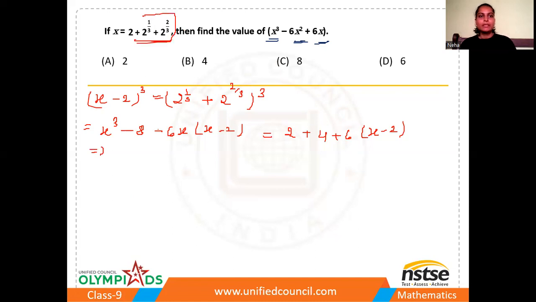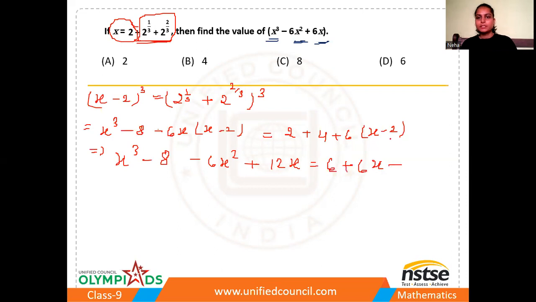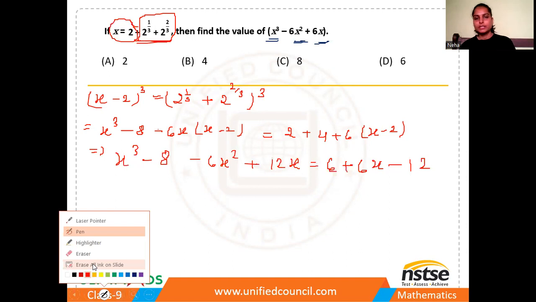2 to the power 1 by 3 plus 2 to the power 2 by 3, it is equals to x minus 2. So I am just putting the value here. Correct? Okay. Now what I get? So this is x cube minus 8 minus 6x square plus 12x is equals to 4 plus 2, it is 6 plus 6x. That's it. Okay. Now you have a simple calculation, and then you can see the answer.